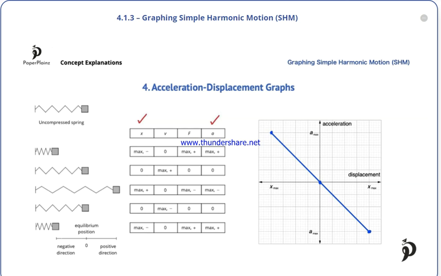In the previous video, we saw that the equation connecting the acceleration and the displacement is a equals negative kx, where k is a constant. Considering this equation, the graph we got makes sense because it is a straight line with a negative gradient passing through the origin. Let's summarize what we have learned in this video.